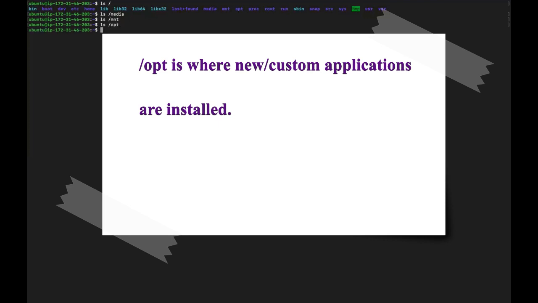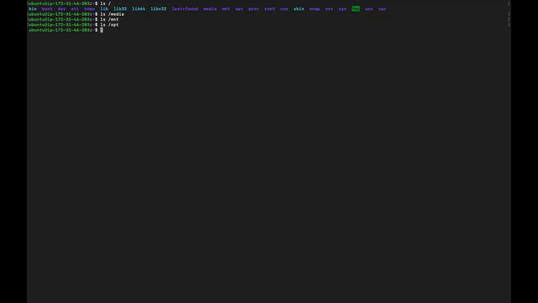So next is the opt directory. It's called optional, or option, right? This is for newly built applications that are not configured on the Linux system. So for example, you build your own custom application and you want to install it on your Linux system. This is where you put your custom application. That's for opt.